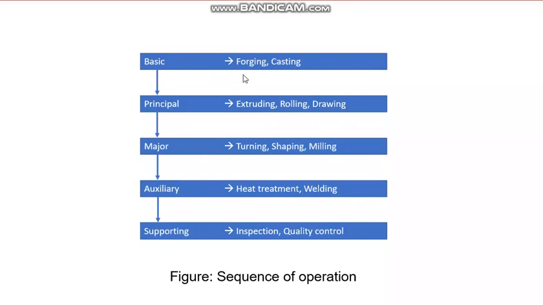The basic operations are normally forging operation and casting operation. The principal operations can be extrusion, rolling, drawing, such operations. Then major operations can be machining operations like turning, shaping, milling, and auxiliary operations can be heat treatment, welding, and shot peening, and other things. And finally, the supporting operations are inspection, quality control, packaging and shipping, and such operations.